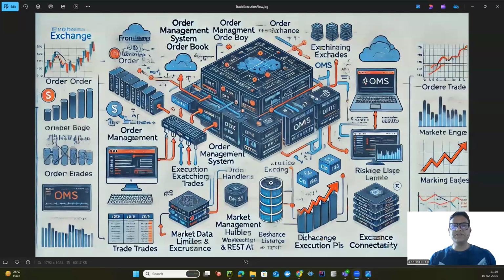Hello everyone, my name is Abhishek Jain, and in today's video we're going to understand how we can architect a trade execution workflow with the help of our AI tools like ChatGPT, DeepSeek R1 and Claude AI, and we're going to compare the response of all these three.